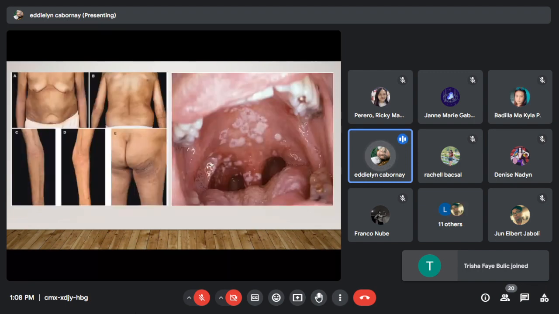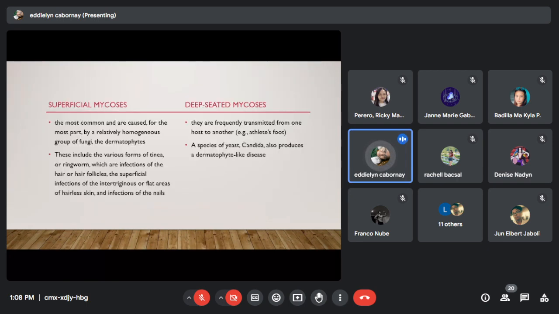So we have here the first peak, which is the infection caused by Trichophyton scoveleni, whereas the second peak is oral thrush, where the organism that causes it is Candida albicans. Okay, so let's differentiate the superficial mycosis and deep-seated mycosis.